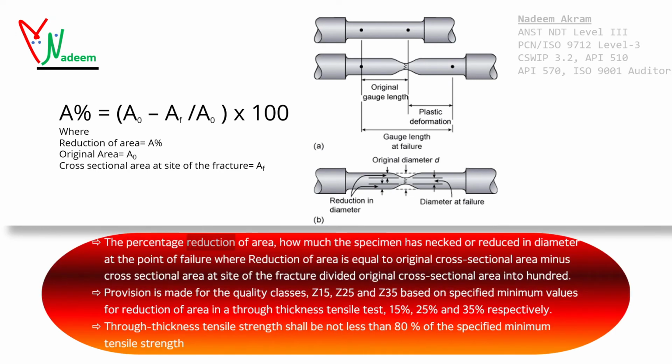The percentage reduction of area shows how much the specimen has necked or reduced in diameter at the point of failure, where reduction of area is equal to original cross-sectional area minus cross-sectional area at site of the fracture, divided by original cross-sectional area, times 100. Provision is made for the quality classes Z15, Z25 and Z35 based on specified minimum values for reduction of area in a through thickness tensile test, 15%, 25% and 35% respectively. Through thickness tensile strength shall be not less than 80% of the specified minimum tensile strength.